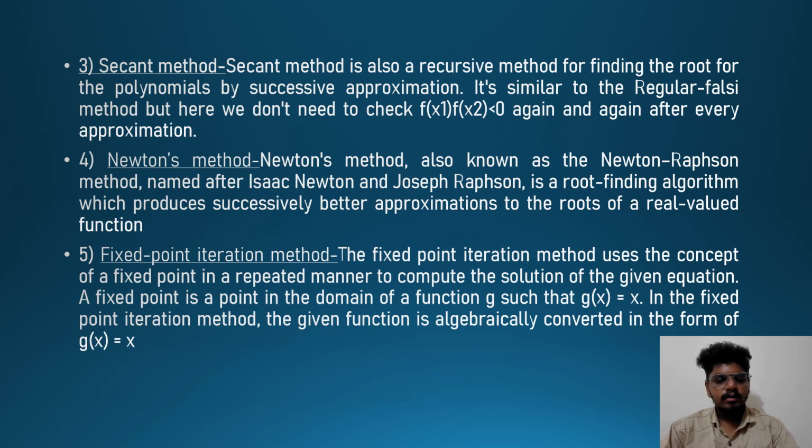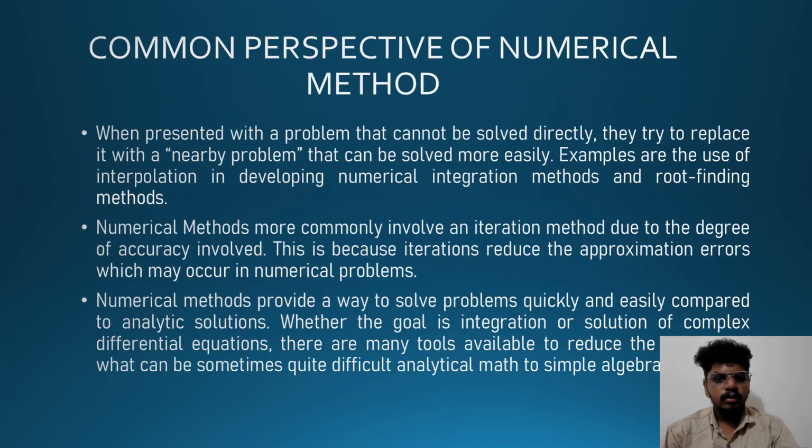Next one is the fixed point iteration method. The fixed point iteration method uses the concept of a fixed point in a repeated manner to compute the solution of the given equation. A fixed point is a point in the domain of a function g such that g of x is equal to x. In the fixed point iteration method, the given function is algebraically converted into the form g of x equals x.